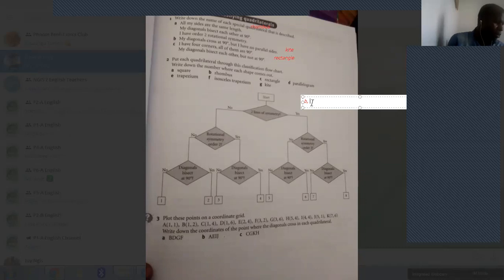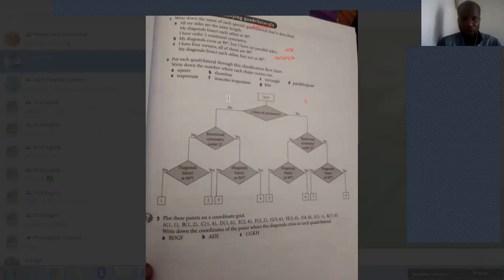A parallelogram does not have any lines of symmetry, isn't it? So a parallelogram, a square, let's look at a square. Does it have 2 lines of symmetry? No, a square has got 4 lines of symmetry, which means a square is going to be this side. So I'm going to put A here, isn't it? This is what you were supposed to have done last time.